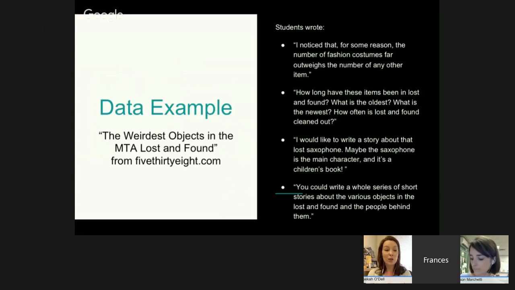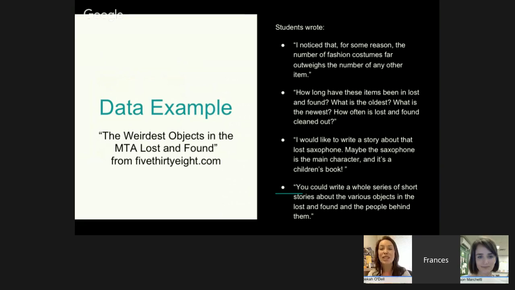It's movingwriters.org/presentations/TheEdCollabGathering. And you will see a link to a piece of data we got from 538.com, which is one of our favorite sources for finding charts and graphs. And the chart that we pulled up for notebook time this time is the weirdest objects in the MTA Lost and Found. So all we do is we put it on the board. Students have those guiding questions in their notebook if they need them, and we give them some time to write.